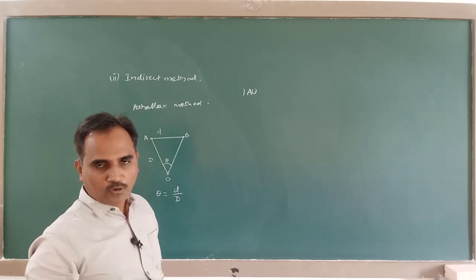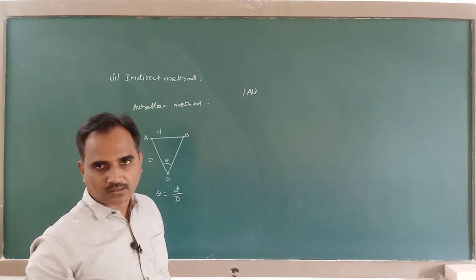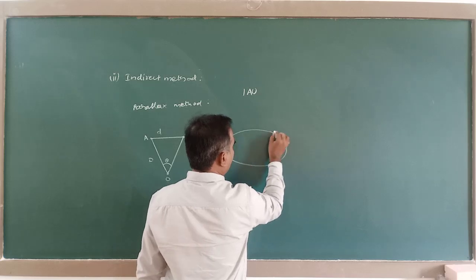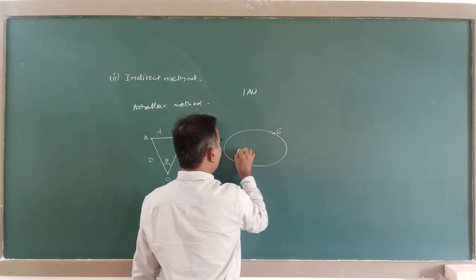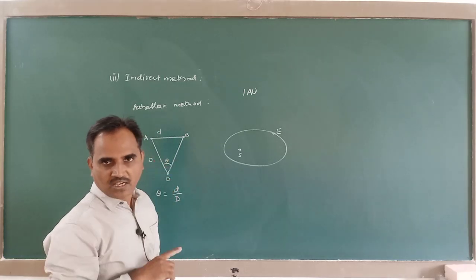So astronomical unit means it is the average distance between the sun and the earth. You know that Earth revolves around the sun in an elliptical path.